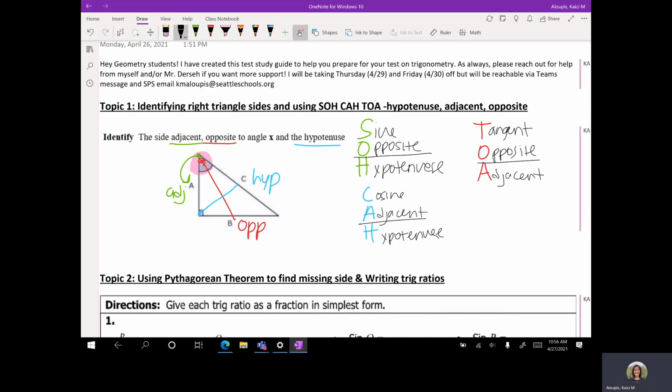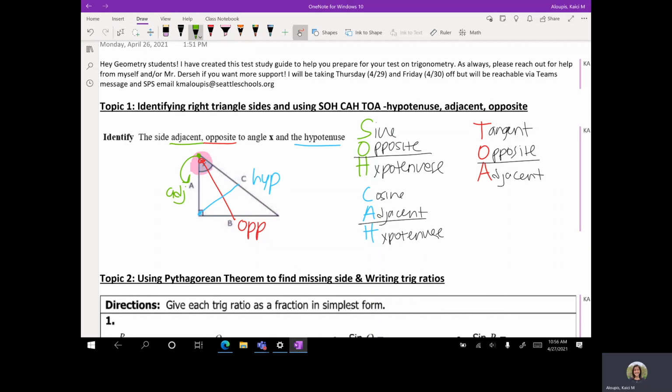It's really important, the order of the letters in SOH CAH TOA. It tells us exactly what the ratio is going to be. For sine, we're talking about the opposite side length value over the hypotenuse side length value. For cosine, we're concerning ourselves with the adjacent side over the hypotenuse side. And tangent is the opposite side over the adjacent side.